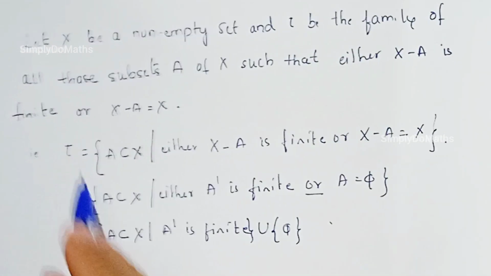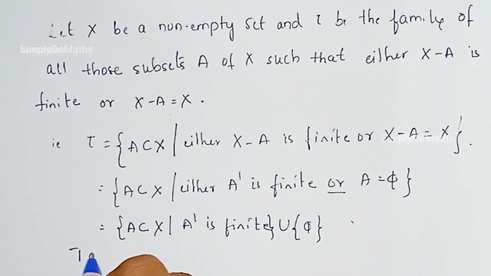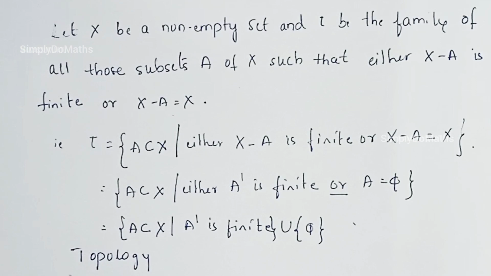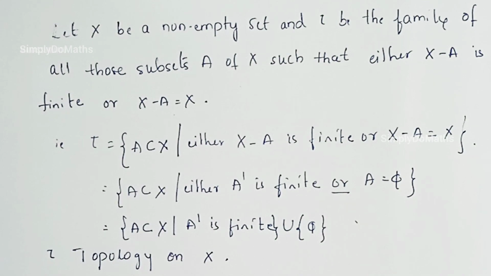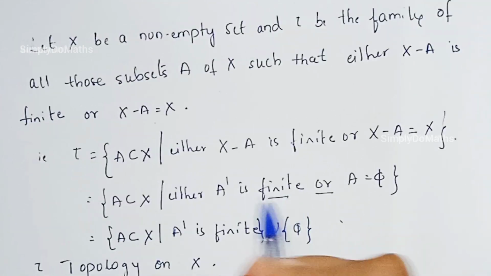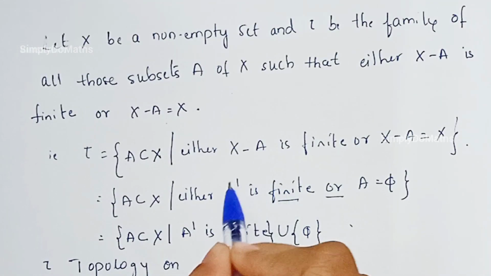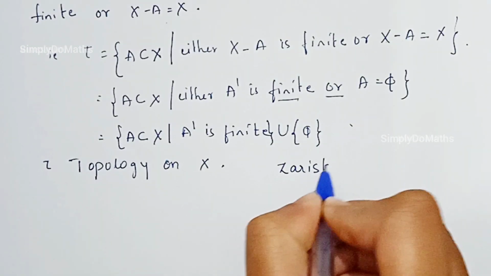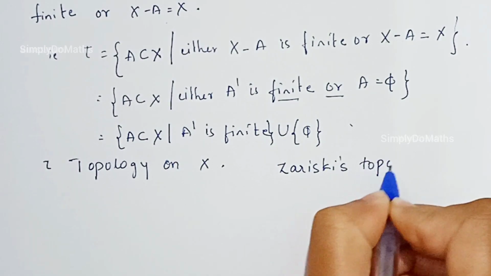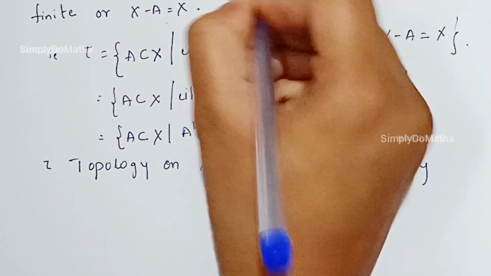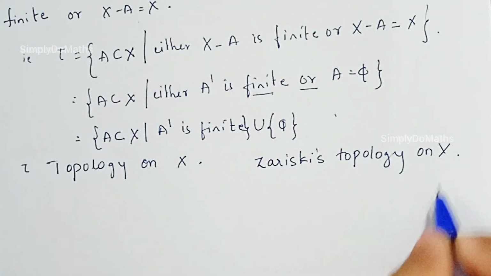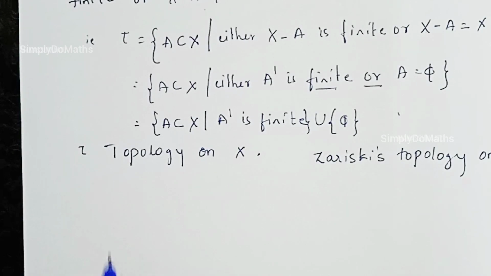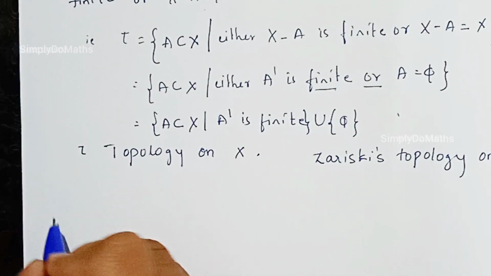Now we call this tau a topology. This tau became a topology on capital X. We call this topology the finite complement topology. Here A complement is finite, so finite complement topology. Sometimes we call this topology Zariski's topology. We derive this topology on capital X, so Zariski's topology on capital X. Okay, let us derive this. Let's go for the solution.